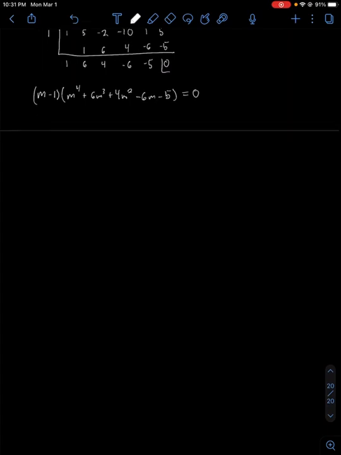Okay, let's see if we can set the second one equal to 0. Let's try substituting a 1 in here. So I have 1 plus 6 plus 4 minus 6 minus 5. Does that equal 0? We have 6 plus 1 plus 4. That's 11. Minus 11 is 0. So then we have m minus 1 multiplicity 2.